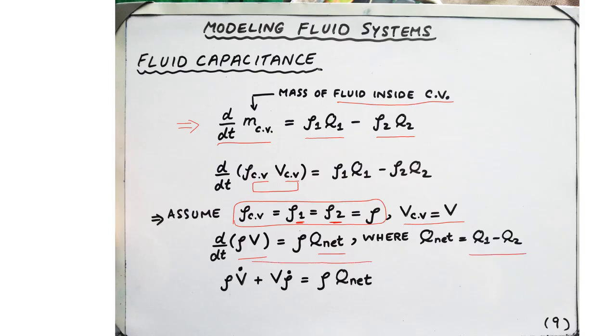And we finally have an expression after taking the derivative on the left hand side: ρV dot plus Vρ dot is equal to ρ times Qnet. So this gives us a simplified form of the continuity equation, where the simplification comes about after taking the assumption that the density of the fluid remains constant throughout the system.